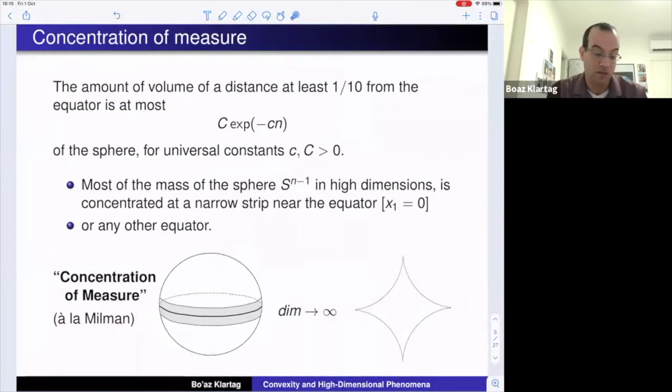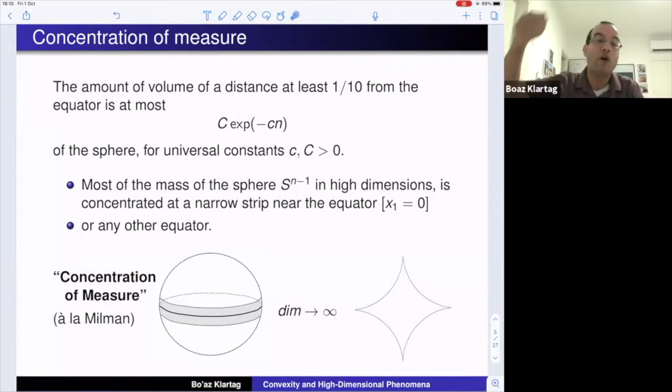Okay, so let me say it again. The amount of volume of the high-dimensional sphere whose distance from the equator is more than 1/10, so anything outside this little strip, is tiny. The amount of mass is just e to the minus n of the total volume of the sphere. And there are some universal constants, I don't know, this is half, and this could be 2 floating around. Okay, so most of the mass of the sphere in high dimension is concentrated in a very narrow strip near the equator.